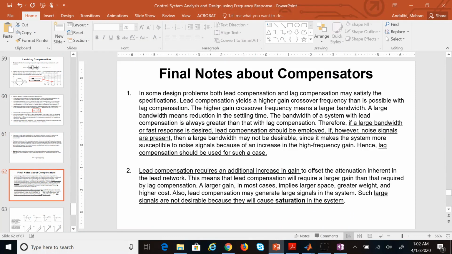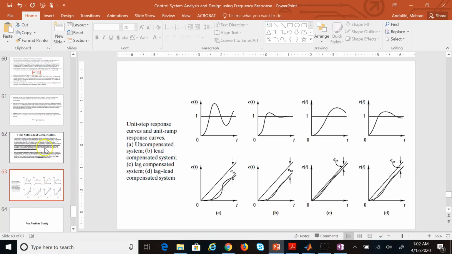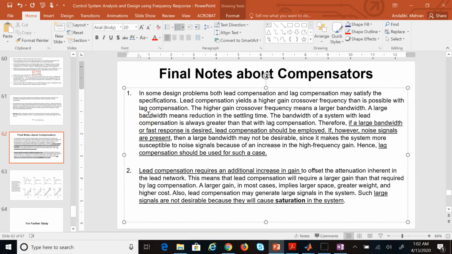And final notes, which are important, the last two slides of this lecture is sometimes maybe both lead and lag compensators will satisfy the design requirements. Which one would you choose? Well, it depends, because each one has advantages and disadvantages. Lead compensator gives you basically a faster system, right? Larger bandwidth, faster system, smaller settling time, and more stable, of course.